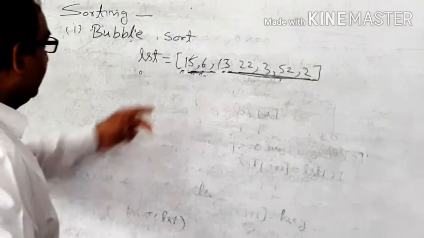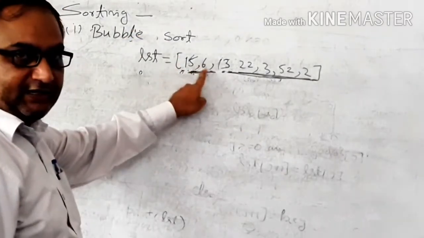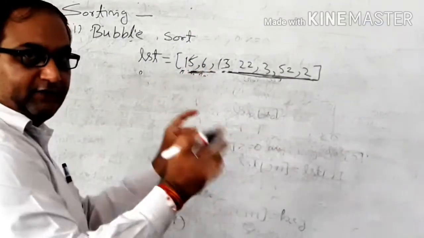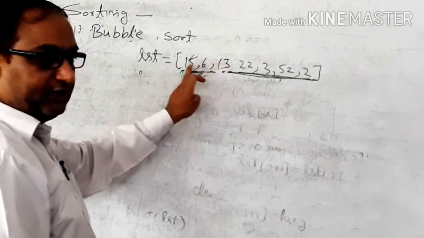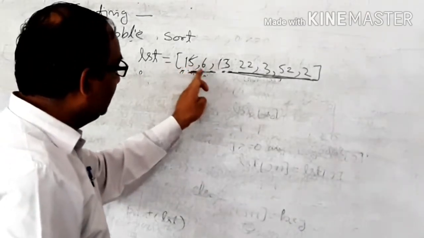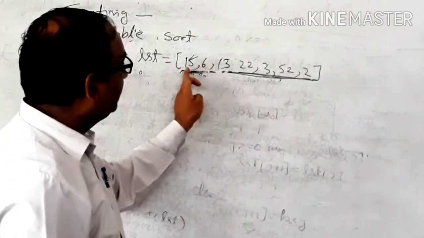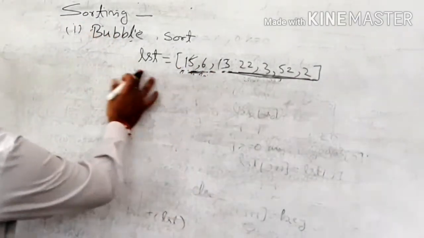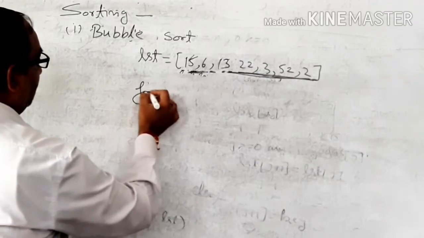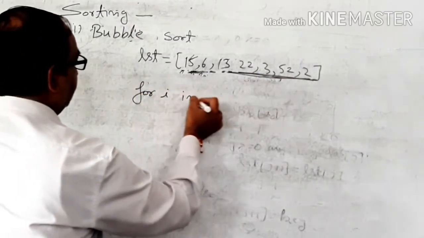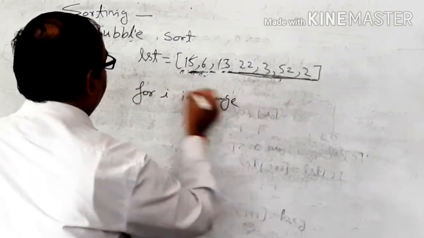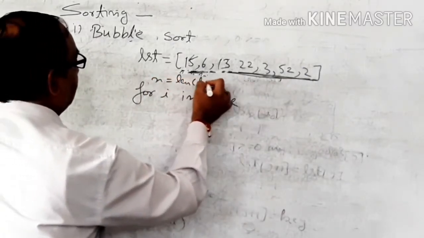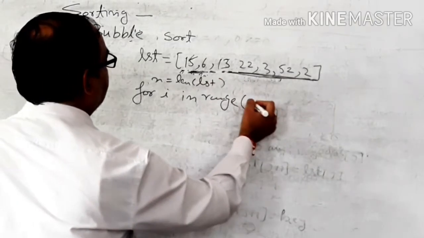Now in the bubble sort, we take the first element and compare it with the second element. If the first element is greater than the second element, we swap, we interchange. Now we process this until the largest element goes to the last position. So the same we follow here. We take for I in range. We take here n is equal to len LST. Okay, so now range n.